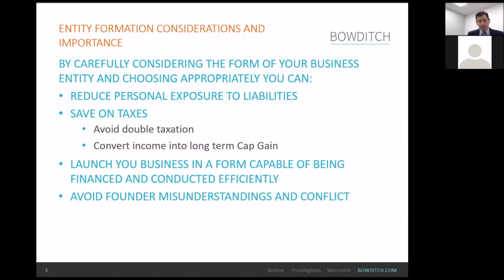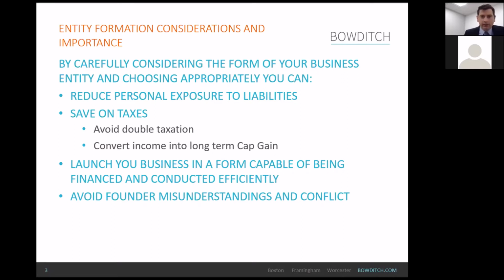The main purpose of forming these entities is obviously to reduce personal exposure and limit your own personal liability. The entities that we cover today are both going to be able to accomplish that. But depending on what your goals are for the business, whether you're going to grow it into something large that's eventually going to go public or be sold, or you're going to start bringing in revenue immediately and you want to access that revenue, it could have implications on the types of taxes that you have to pay.